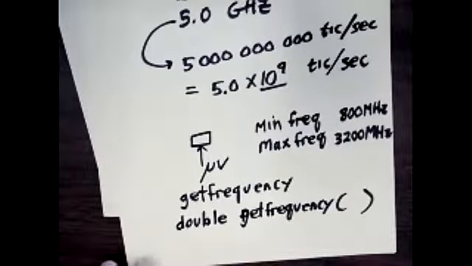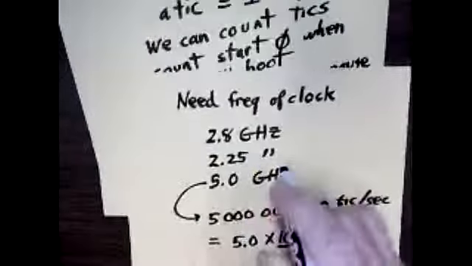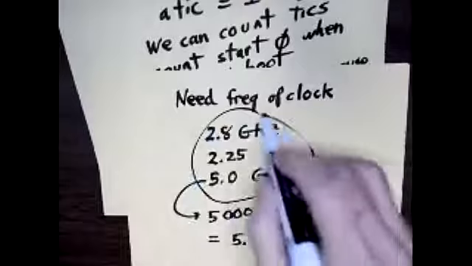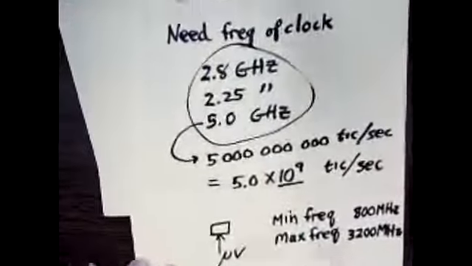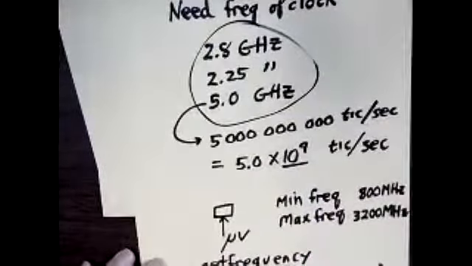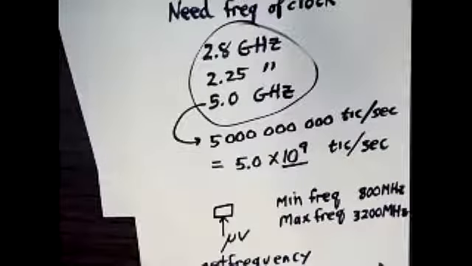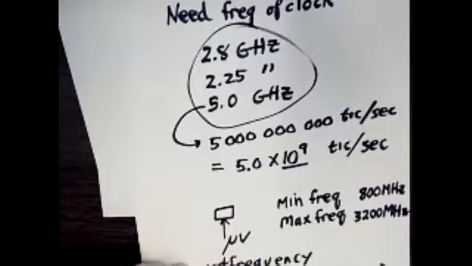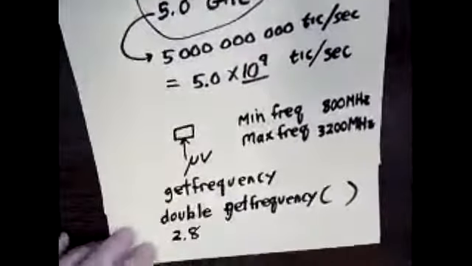What do float numbers look like? They look like these. Okay. So you're going to get a number that looks like 2.8, for instance. And that's measured in gigahertz.